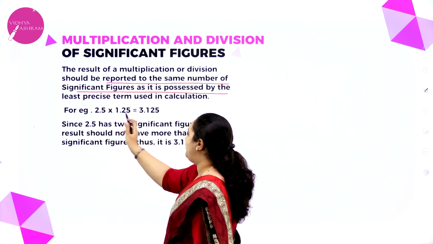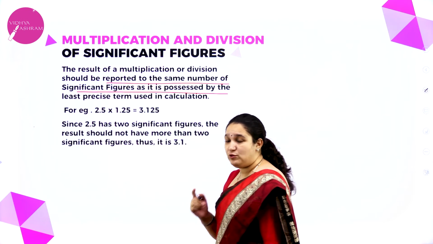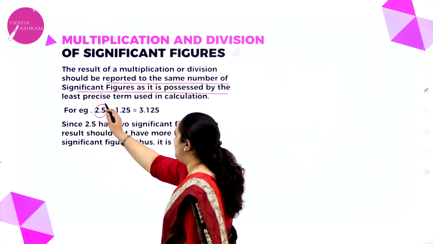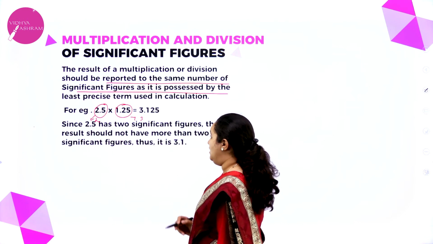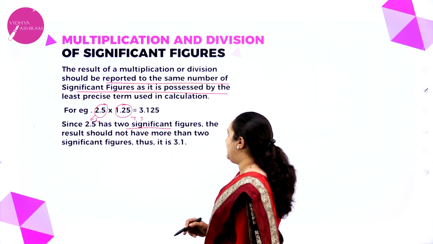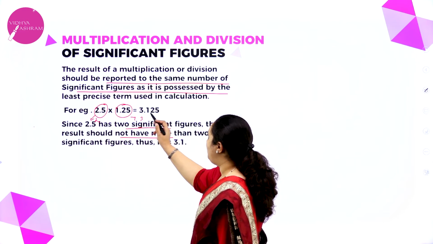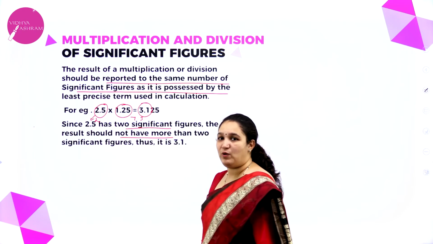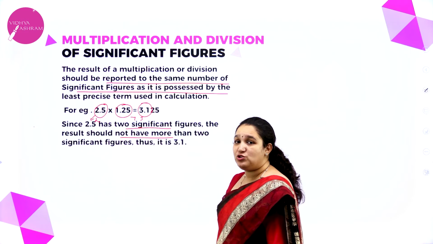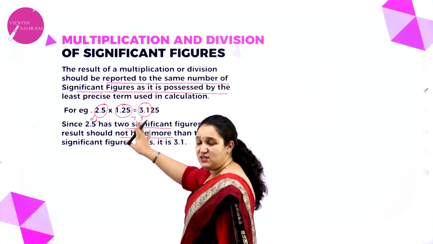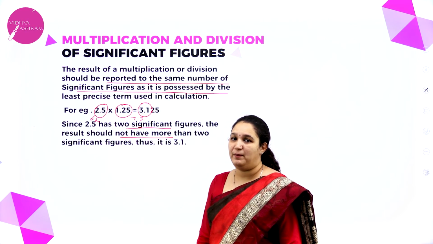So, here when you multiply 2.5 into 1.25, you will get the answer as 3.125. Now, how do I have to report? Because 2.5 has 2 significant figures, and here you have 3 significant figures. As 2.5 has 2 significant figures, the result should not have more than 2 significant figures. So, 3.125, you are supposed to report only 3.1. Okay. You should have the least number of significant figures as the number which you have multiplied.